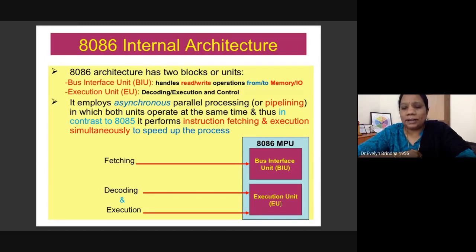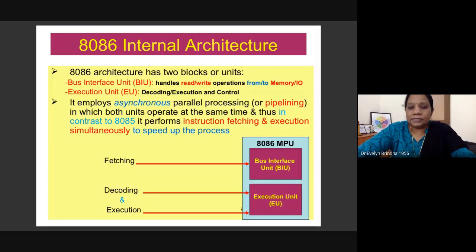The same concept applies in 8086. In 8085 you did not have two separate units; the architecture was all together, so only when fetching completes could decoding and execution be done. But here, since there are two separate units, one unit is only in charge of fetching. It will fetch the instruction and bring it. Meanwhile the execution unit does decoding and execution. By the time decoding and execution completes, the first unit goes and fetches the second instruction. So this is a kind of parallel processing, and that is what makes 8086 much faster compared to 8085.